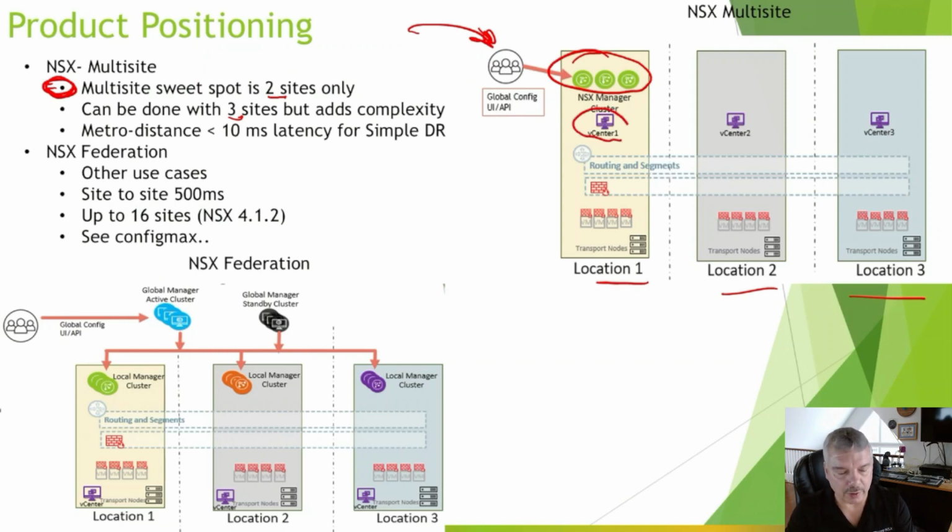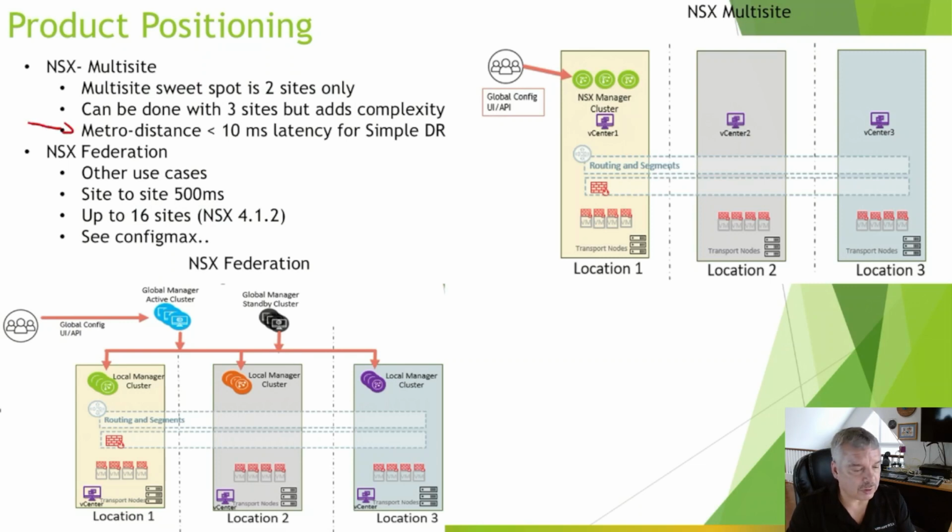Notice I've also drawn a vCenter server at each location. Technically, I don't need to do that. I could have 1 vCenter server across those. Okay, maybe these are racks. Who knows, right? But again, you've got a lot of flexibility here. Metro distance, less than 10 milliseconds, for simple DR.